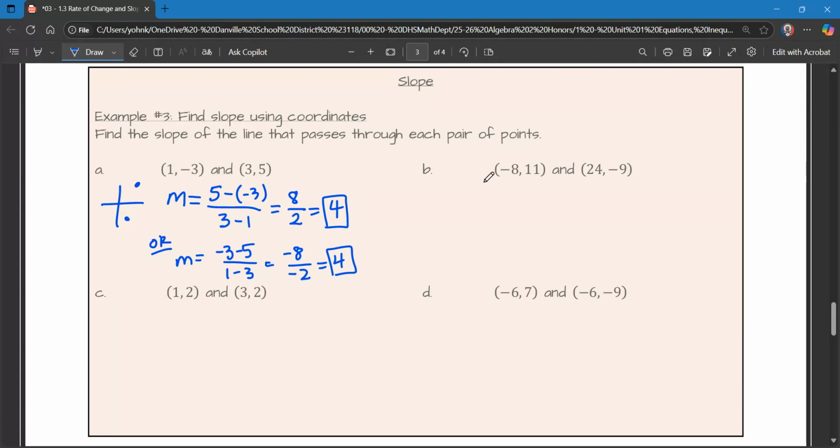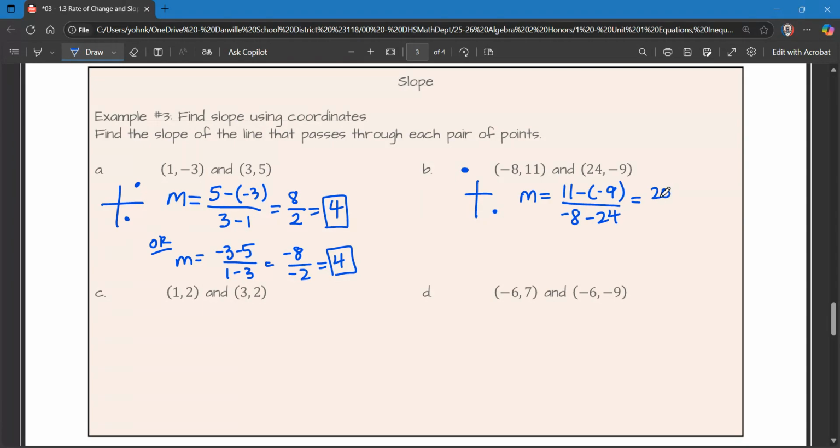Letter B, (-8, 11) and (24, -9). If I do a quick sketch, (-8, 11) is up here, (24, -9) is down here. I'm guessing it's going to be a negative number. So let's do 11 minus a -9 over -8 minus 24.